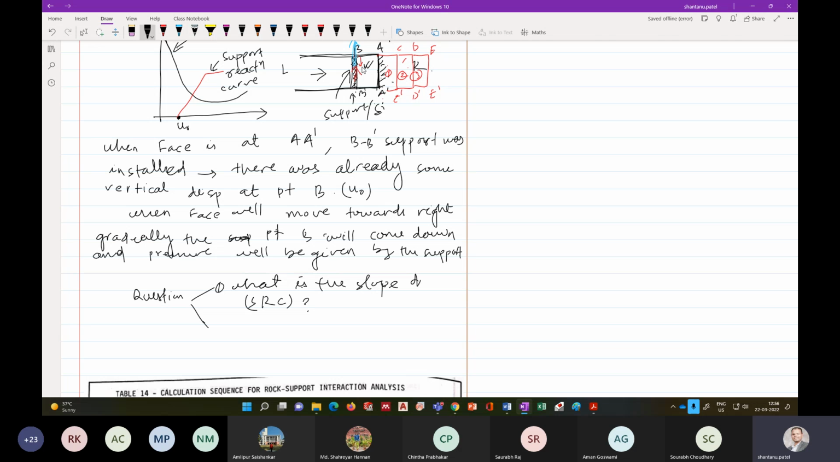And second is, because see, if you put a thin support BB dash after some excavation, maybe it will crush, right? If the thickness is not good enough, then it will break. So what is the maximum support it can provide? Are these two questions clear? Yes. Anybody? The girls are not speaking.